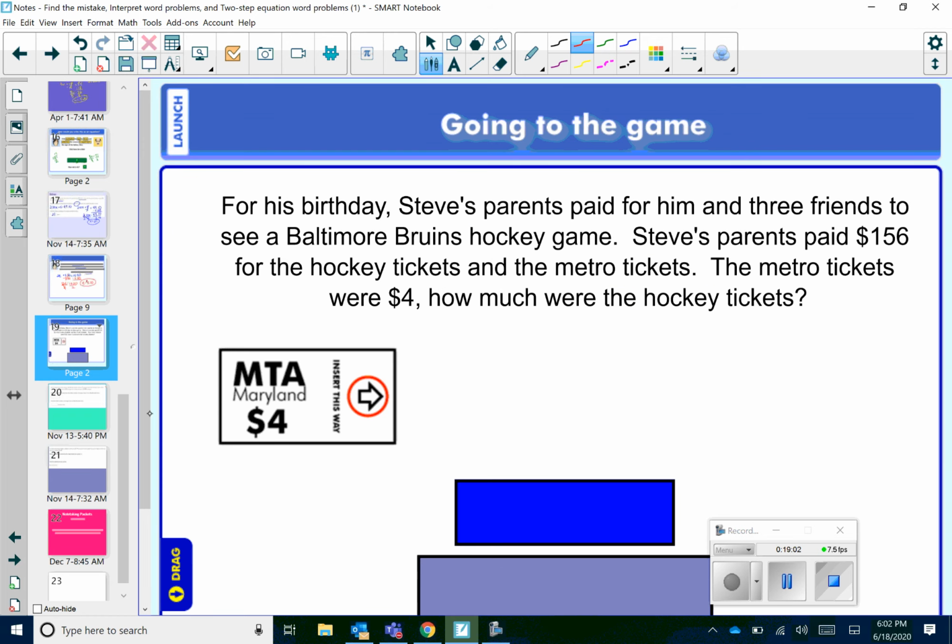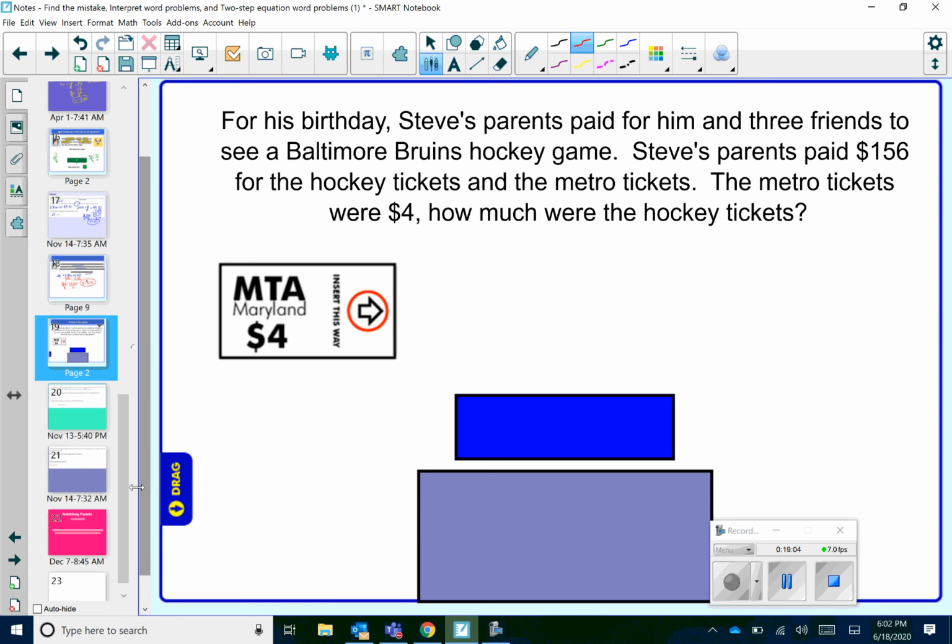For his birthday, Steve's parents paid for him and 3 friends to see a Baltimore Bruins hockey game. Steve's parents paid $156 for the hockey tickets and the Metro tickets. The Metro tickets were $4. How much were the hockey tickets? This one's a little bit tricky.